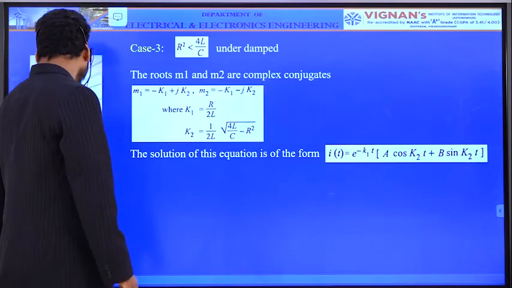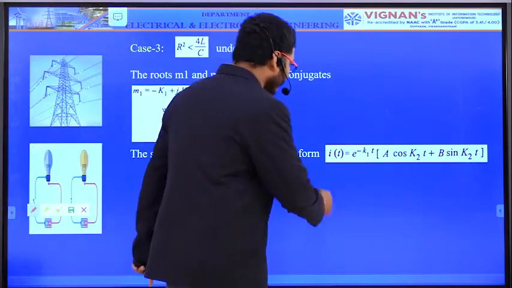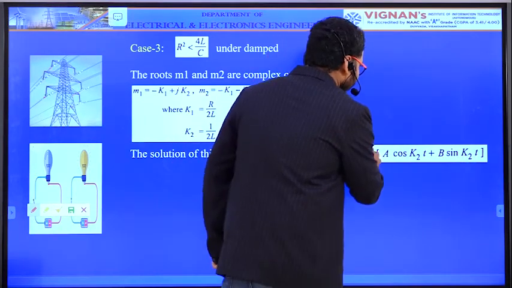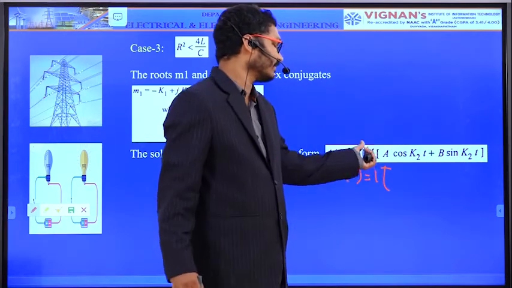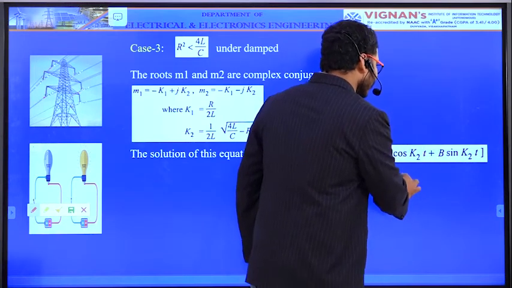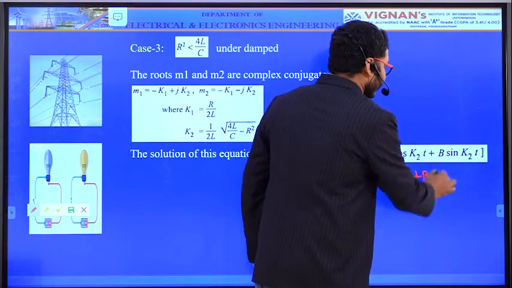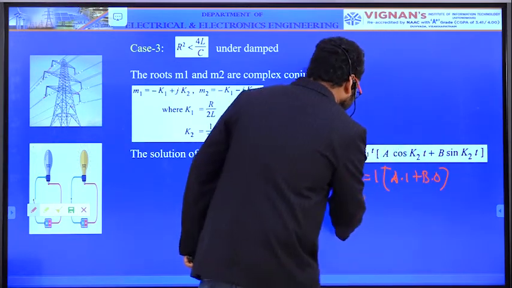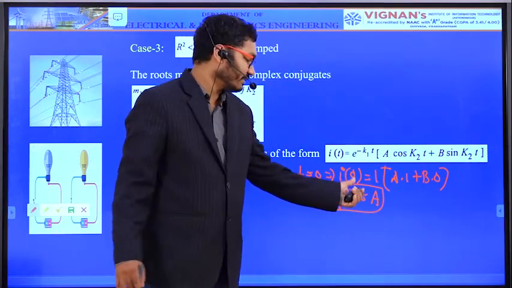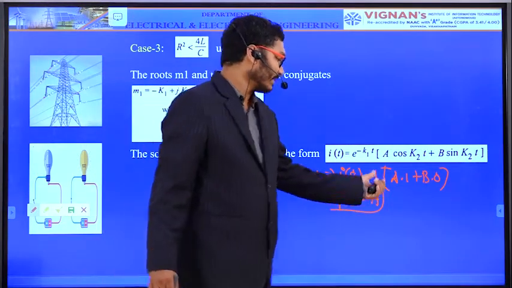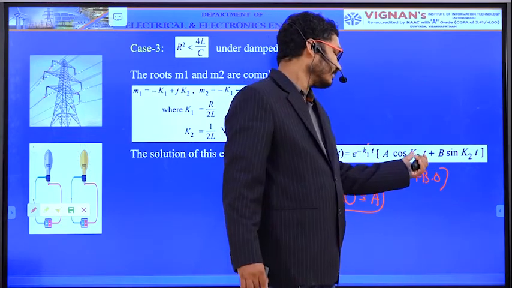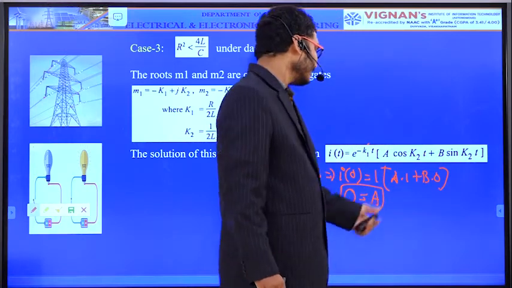By using initial values. Suppose at t equals 0, what is the current value? At t equals 0, I of 0 equals, e to the power of 0 is 1, so a times cos 0, which is 1, plus b sin 0, which is 0. Because I of 0 is 0 at t equals 0, we get a equals 0.